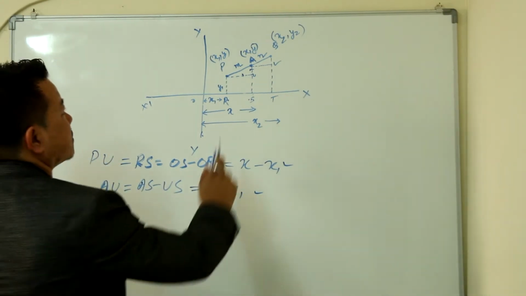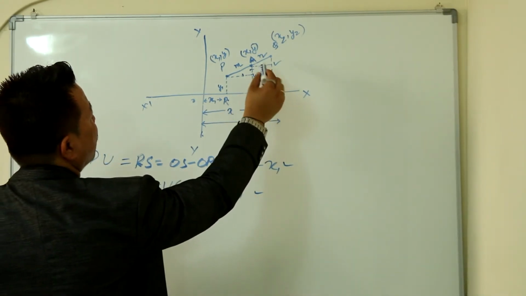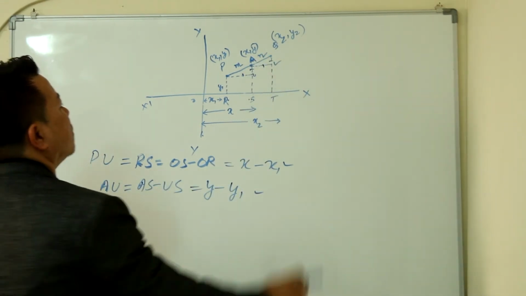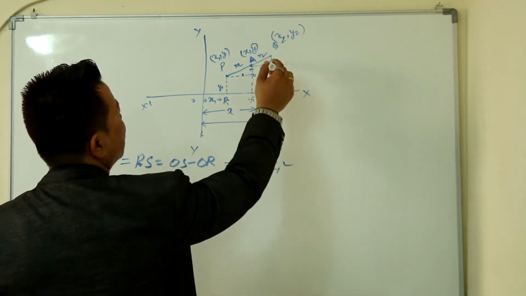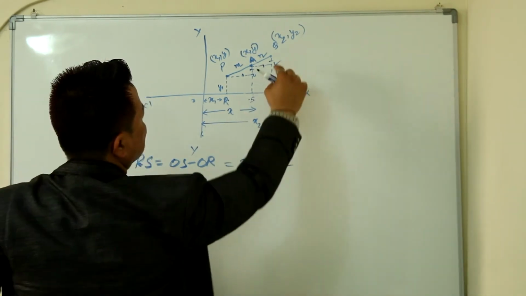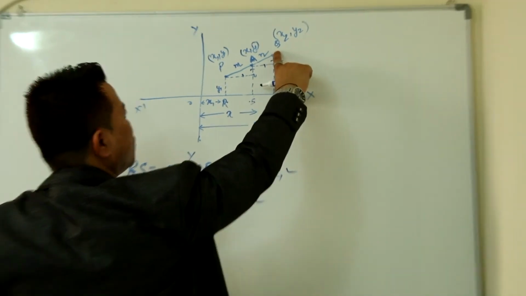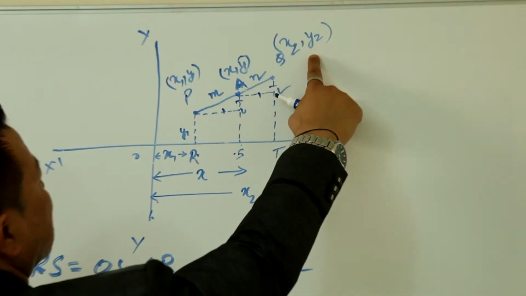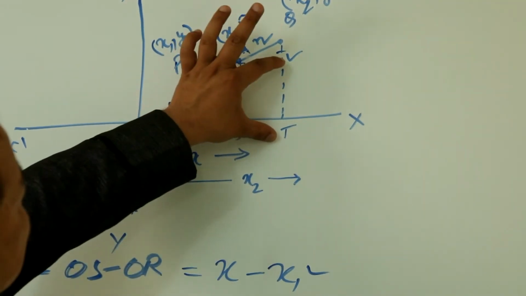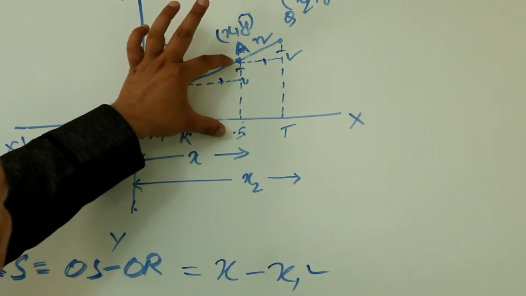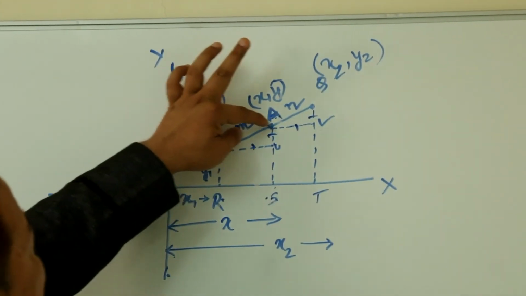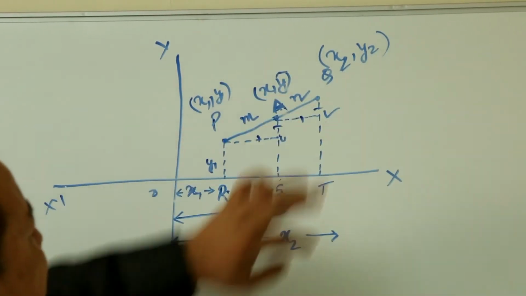Now, similarly, you need to get the value of this and this as well. Now, how do you find the value of this one? For example, the whole distance QT is y2, and what is the distance of VT? This distance VT is equivalent to AS. How? Because this line AV is drawn parallel to this line QT.